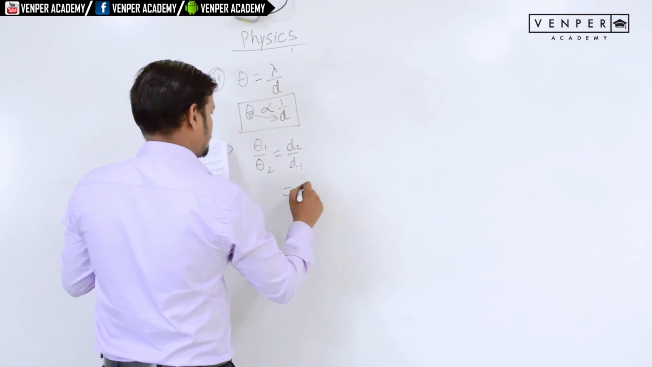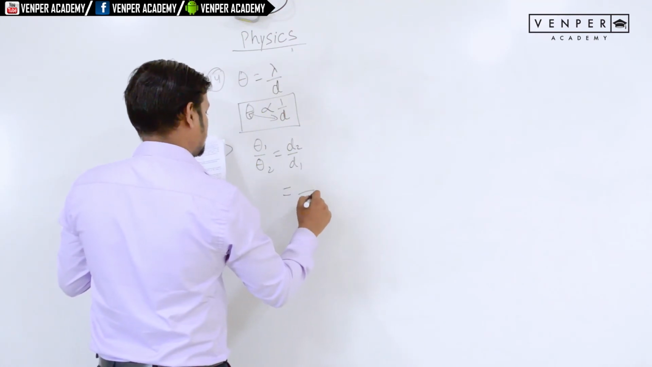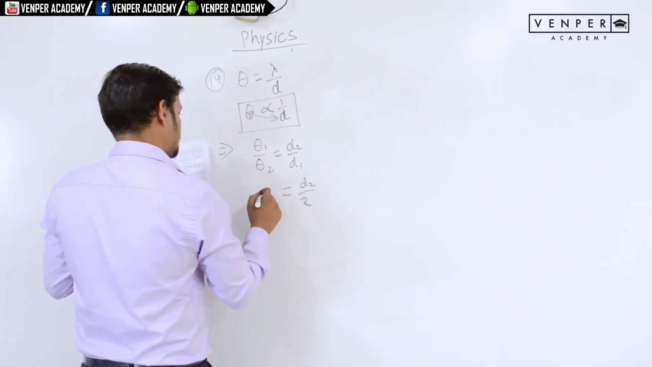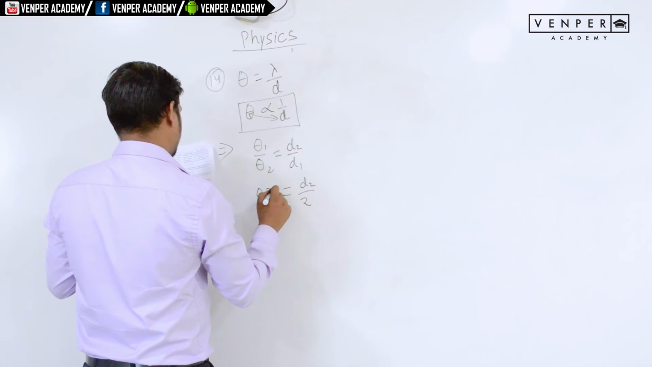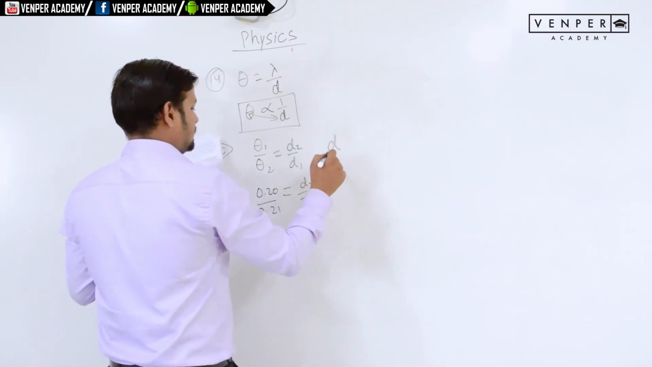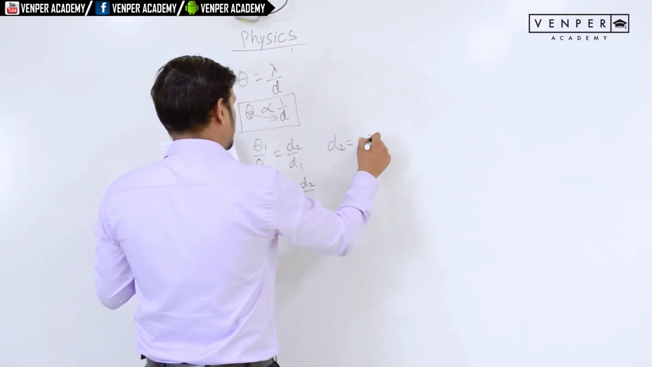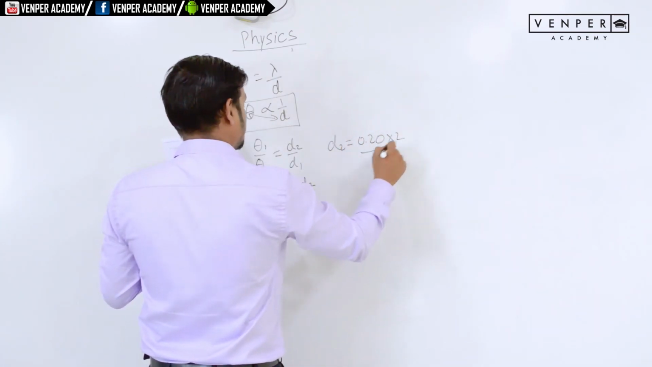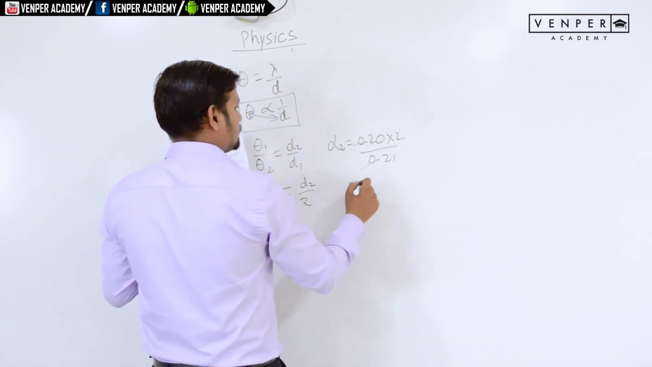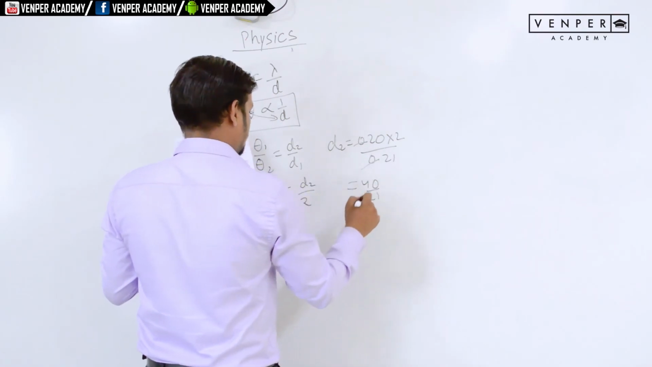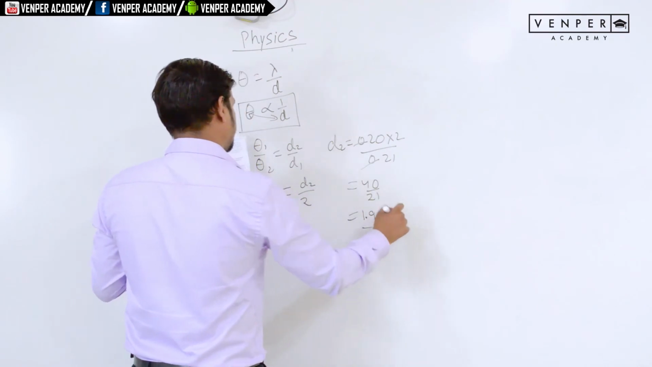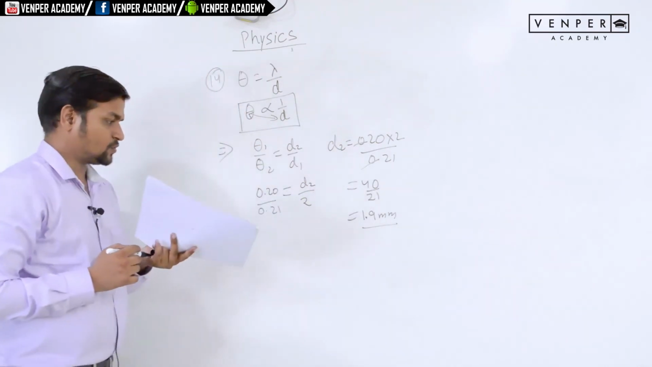Slit separation is 2 millimeter, d1 is 2 millimeter, and d2 is to be found. Theta 1 by theta 2 is what? 0.20 by 0.21. Okay, so you can say that d2 will be equal to 0.20 into 2 by 0.21. Remove this one, remove this one. So it is what? 40 by 21. Solve this one, you will get value as 1.9 millimeter. So correct option is the fourth one.